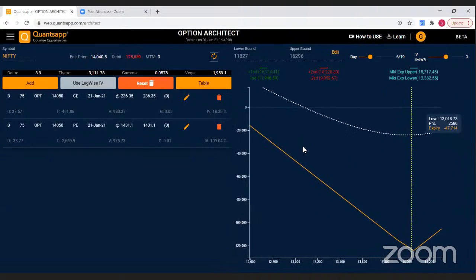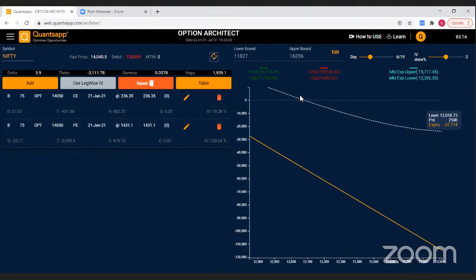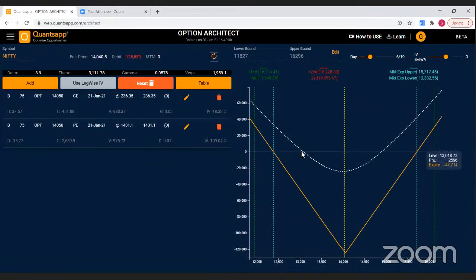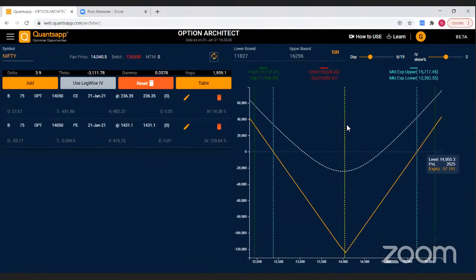So if I zoom in here, say that's roughly around 13,000 to 13,100 level, it required a big movement on the 6th day, so I can earn a little bit on the 6th day. And the same way on the upside, that required a lot of big movement in your underlying to make it more profitable. And expiry is going to remain the same. This is the final day, so this is showing you the payoff for the final day.